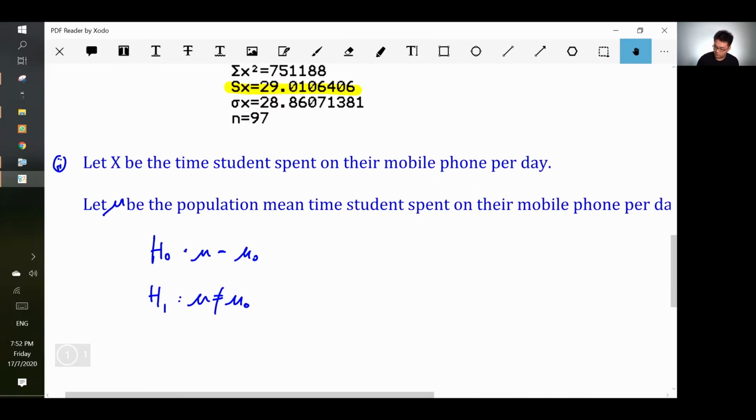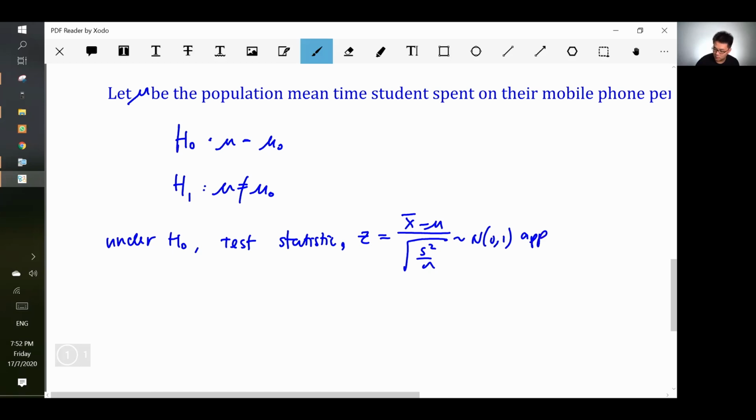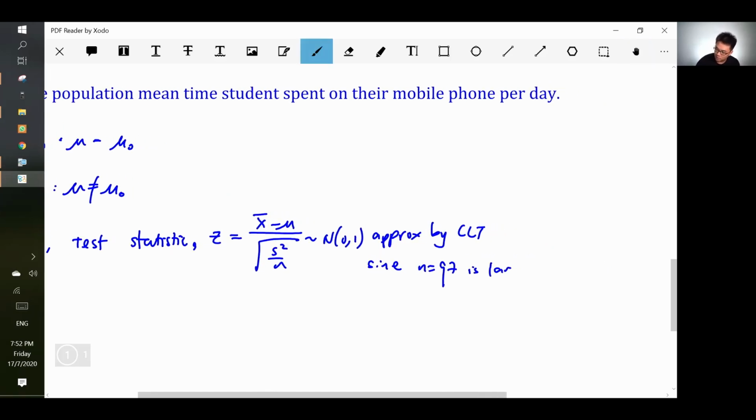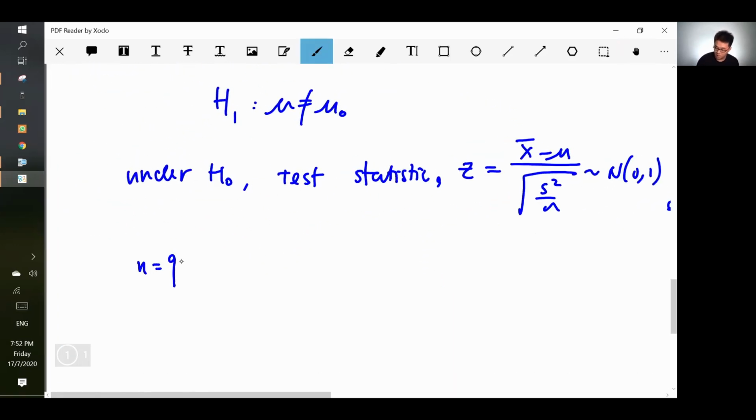That's about it. So under H0, the test statistic Z equals X bar minus mu over the square root of s squared over n, approximately normal by CLT since n, 97, is large. Okay, that's it. Then after that, what we need to do is actually just use the classical method lah. I think the classical method we all know already, so I'm not going to do this in detail. So we already know this.